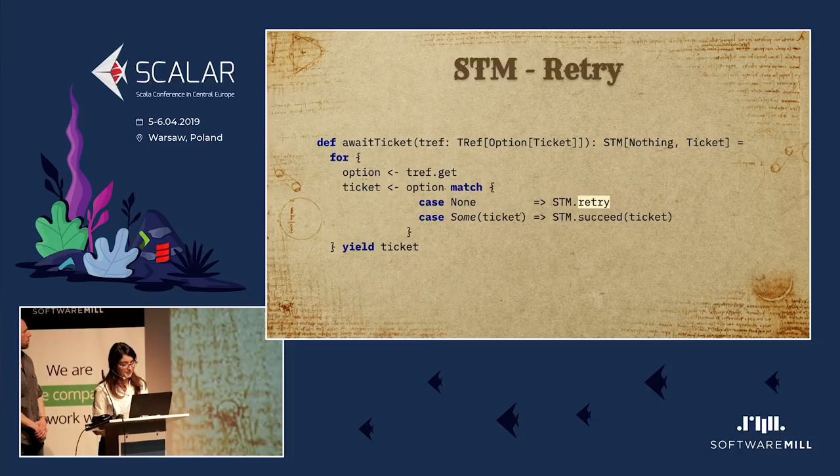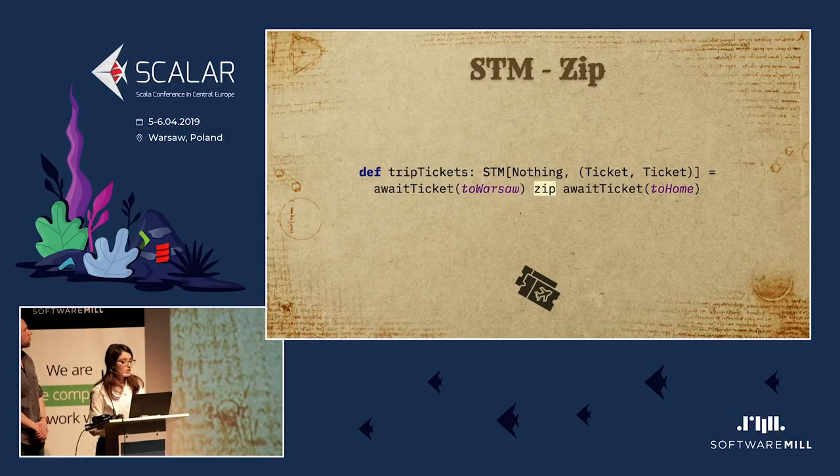Using retry, we can tell STM to automatically retry the transaction whenever the TRef changes, which means here, for example, the transaction will be suspended if there is no ticket available in the TRef. Otherwise, the transaction will succeed. Using zip, we can combine two transactions.